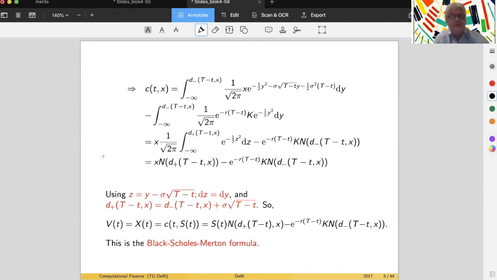And this is in fact the famous Black-Scholes-Merton formula. It is the solution to the Black-Scholes equation, and it has been derived by Black and Scholes together and independently by Robert Merton. And it brought, as I mentioned, the Nobel Prize to Myron Scholes and to Robert Merton, and Fischer Black passed away 2 years earlier.